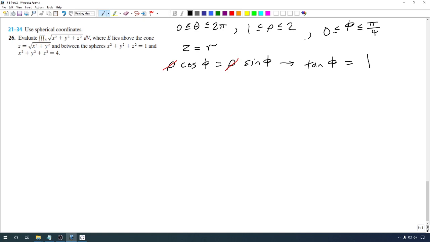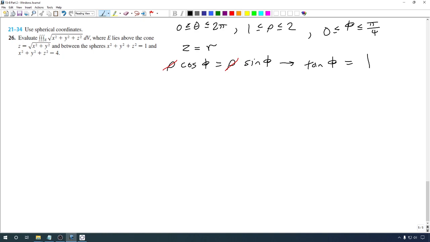So all this is a long-winded way of saying that this particular cone, z equals the square root of x squared plus y squared, is just the cone phi equals pi over 4. And that's the simplest cone we can actually write down. If we had phi equals pi over 3, the formula we have there would be some multiple of square root of x squared plus y squared.